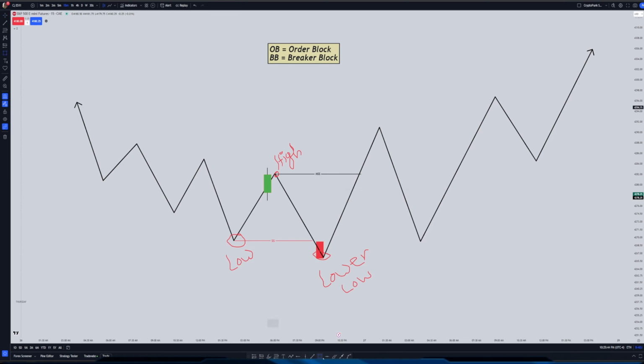Just to make it less confusing, I'm going to delete the previous one as well, but anyway, so this one becomes your breaker block. Now what you want to do is, usually what I said about the order block, you want to mark the open and close. Same thing here, you want to mark the open and close, but I just want to mark with a line.